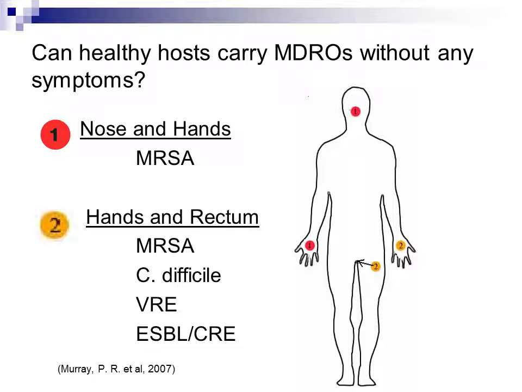Let's address the question, can healthy hosts carry MDRO without any symptoms? Healthy hosts can carry MDROs on the skin, in nasal passages, or rectal area without any symptoms. Specifically, MRSA can be carried in the nose, on hands, or in rectal area. C. difficile, VRE, and ESBL CRE can be carried on hands and in rectal areas.